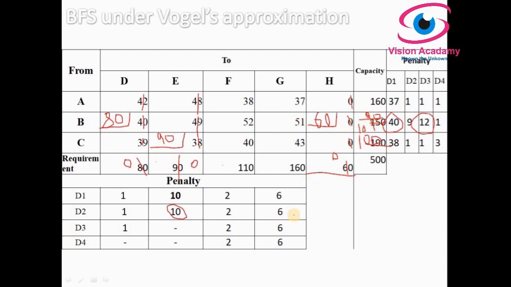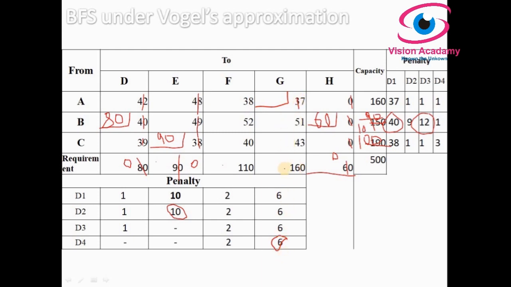Now let us calculate the penalty for the fourth row and column. In the fourth row and column, the highest difference is 6, and here it is 3. So I will concentrate on 6. Let us find the cell with the least cost pertaining to this. So 37 is the least cost relating to the highest penalty in this case.